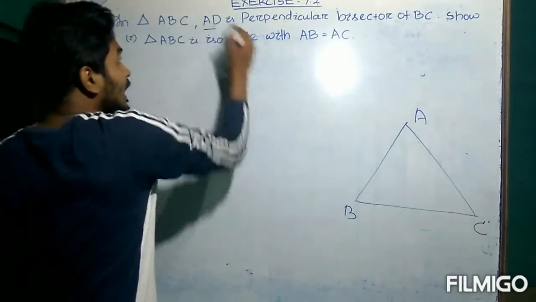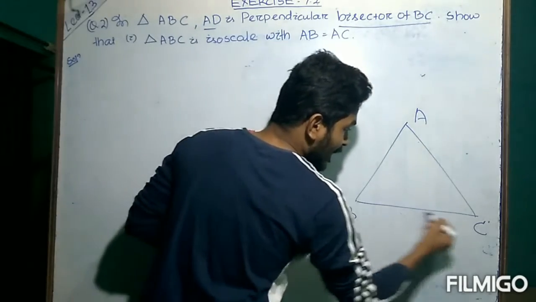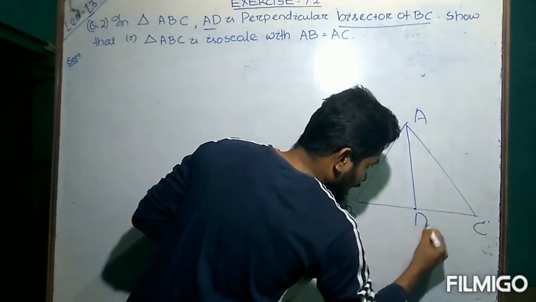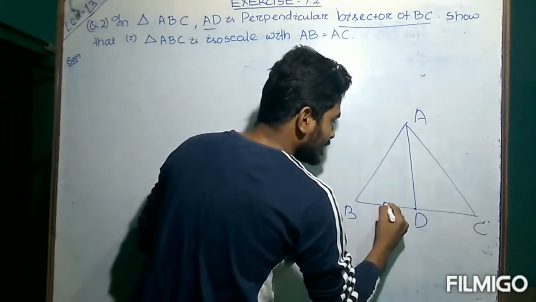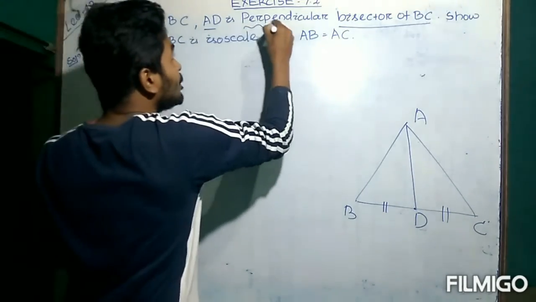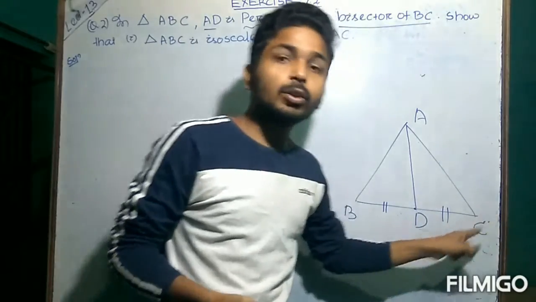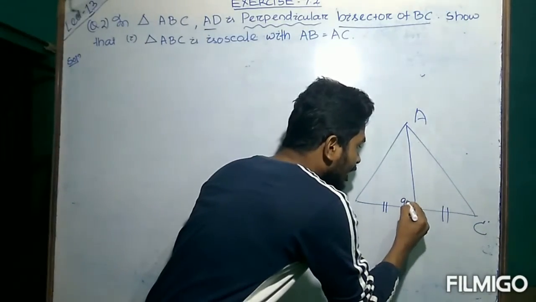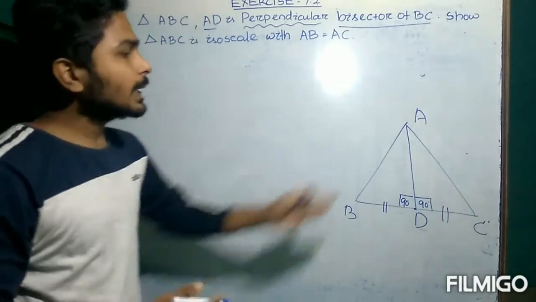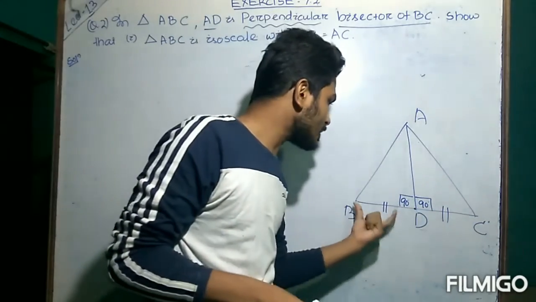First of all, you have to understand AD is the bisector of BC, right? Bisector means it divides BC into two equal halves. Suppose this is the bisector AD, which divides BC into two equal halves. That means this half is equal to this half. Another term is perpendicular bisector. Perpendicular bisector means it divides BC into two equal halves at an angle of 90 degrees. This is the meaning of perpendicularity. So it makes an angle of 90 degrees with BC as well as divides BC into two equal halves, so that BD is equal to DC.